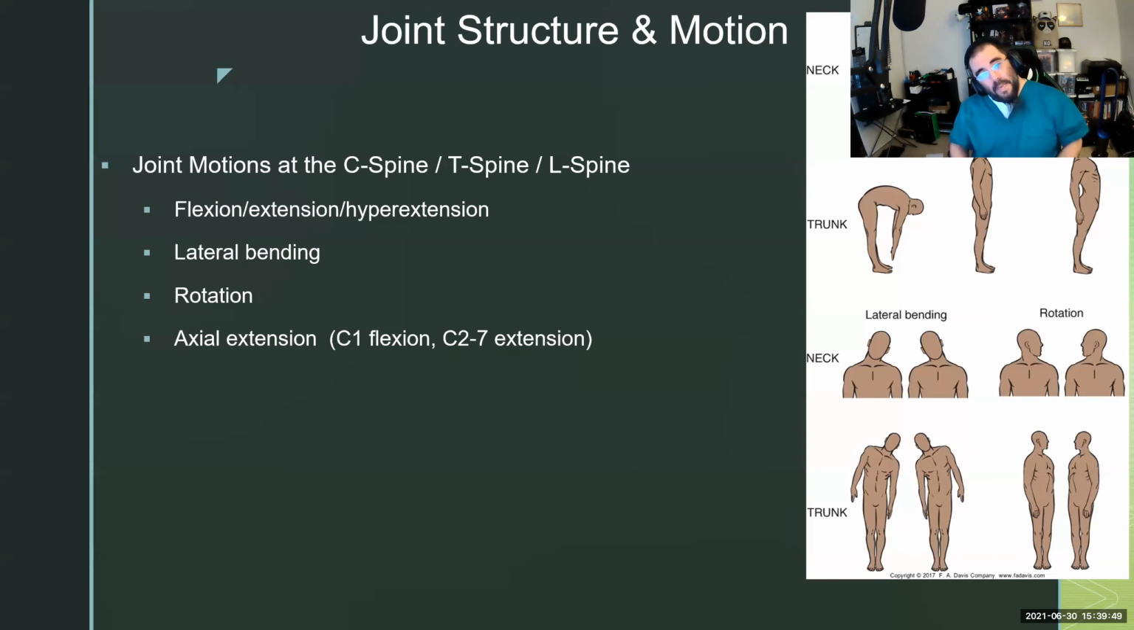We also have lateral bending, side bending, right? Putting the ears to the shoulders. Our trunk also has lateral bending. We have rotation of the neck. We have rotation of the trunk, right? And then, like I said, we do have some axial extension, which is also known as capital extension. And there's also a little bit of capital flexion. And again, it depends upon the muscles that are activated for it.